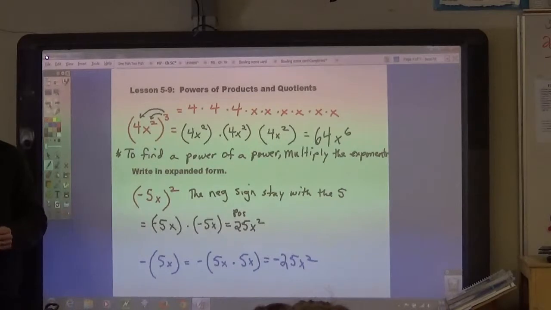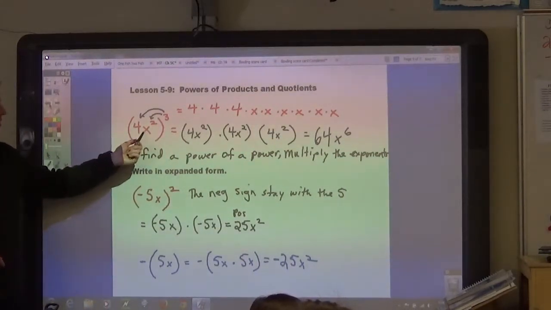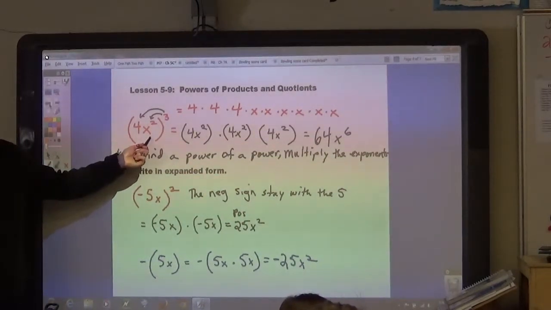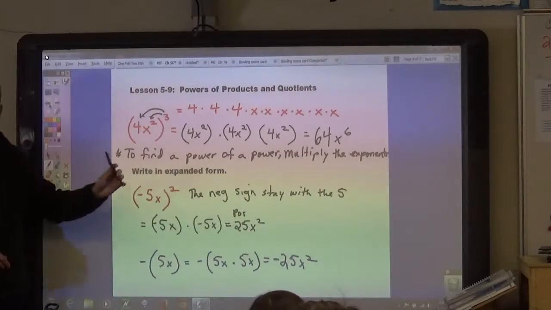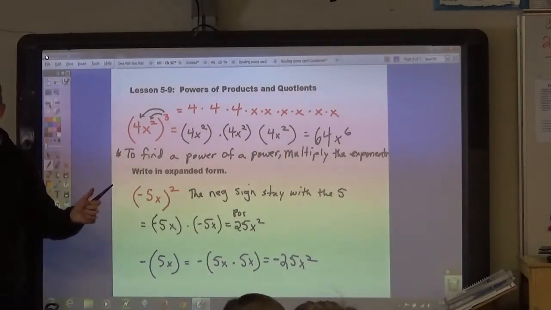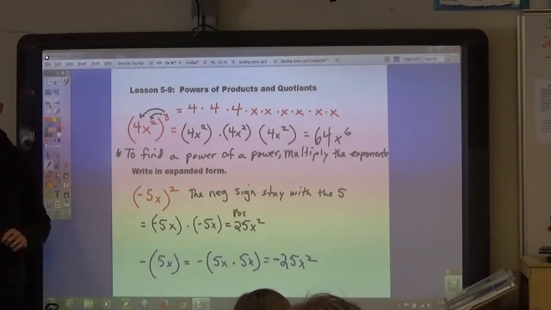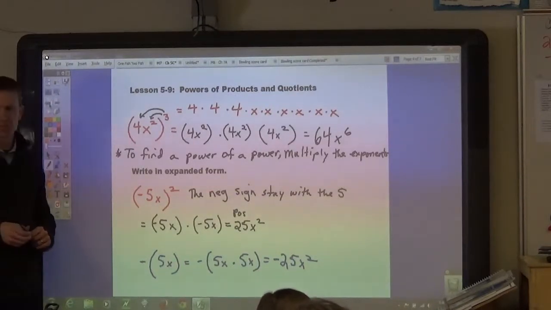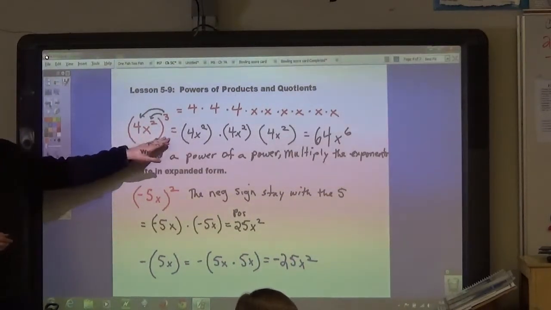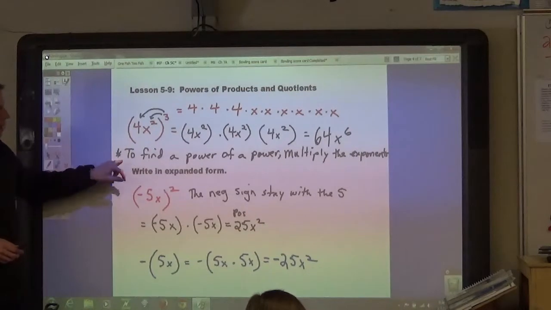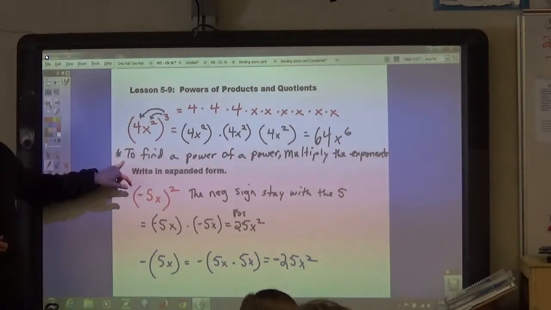3 times 2? 6. So this is x to the 6th power, and 4 times 4 times 4 is 64. Right. Okay. Do you understand what we're doing here? Good. So to find a power of a power, you multiply the exponents.